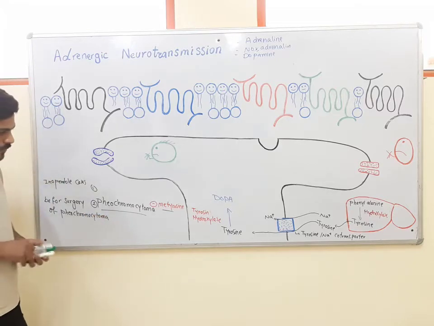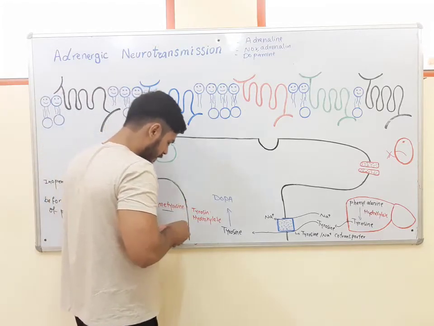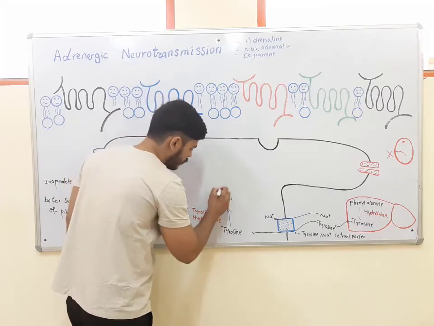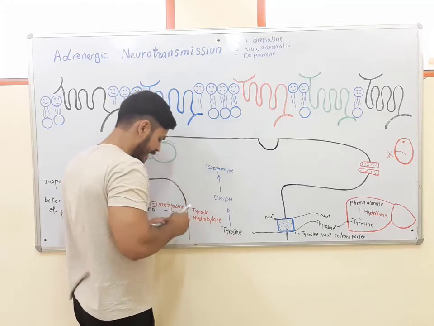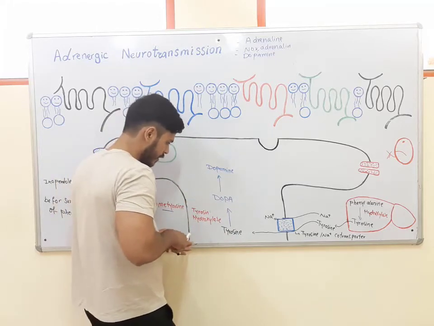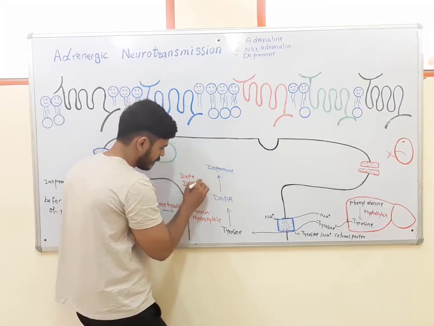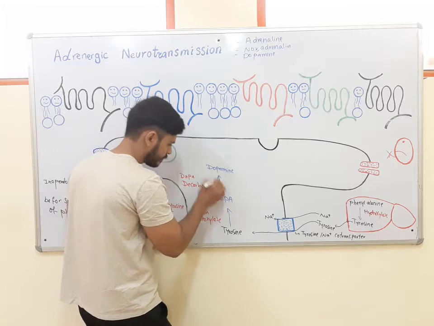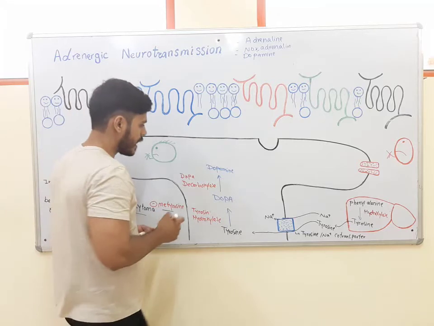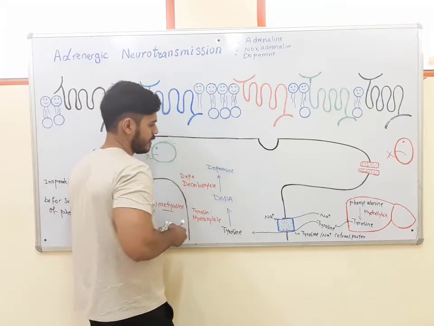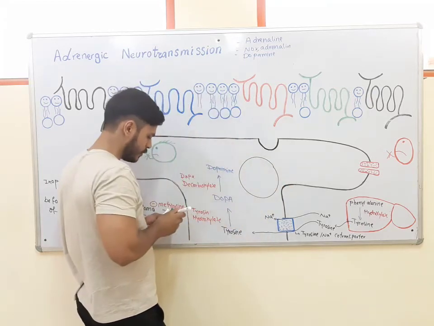This was about the conversion of tyrosine to DOPA. In the next step, we convert DOPA to dopamine by the mediation of DOPA decarboxylase. The next step for synthesis of catecholamine is uptake of this dopamine and storing it into vesicles.